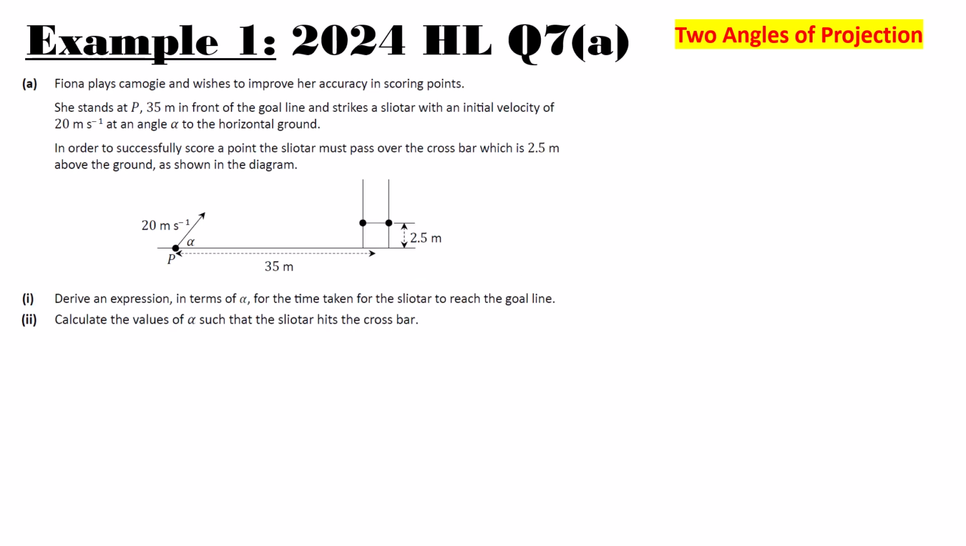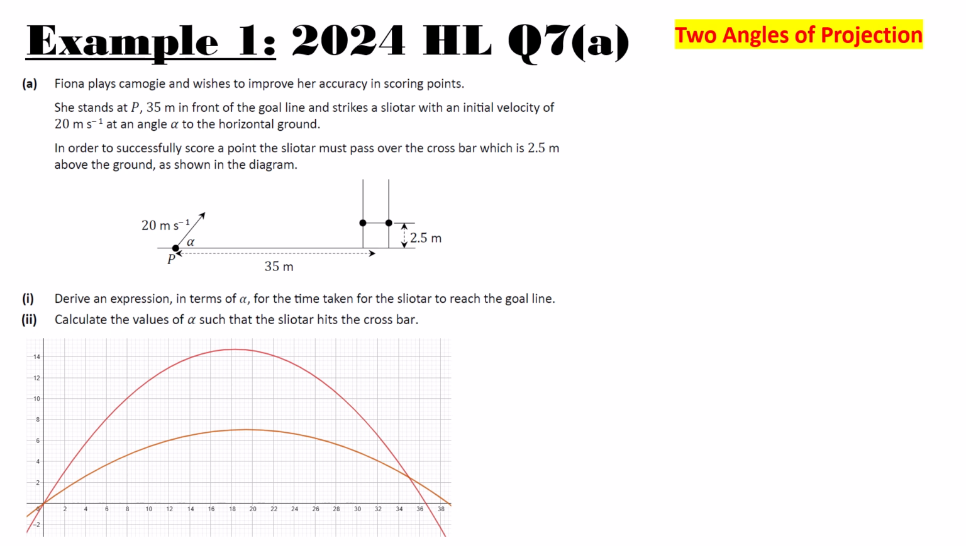So part 2 then asks us to calculate the values, plural, of alpha such that the slitter hits the crossbar. So when it gets to that goal line, it will be at a height of 2.5. So how are there two angles where that happens? So we're really looking at a scenario like this, where we're going to have two projectiles. One is projected up higher and one is lower, and they're both going to meet at the same point. So that point here on our graph represents the crossbar. So that is 35 meters across and 2.5 meters high. So we're looking for those two angles.